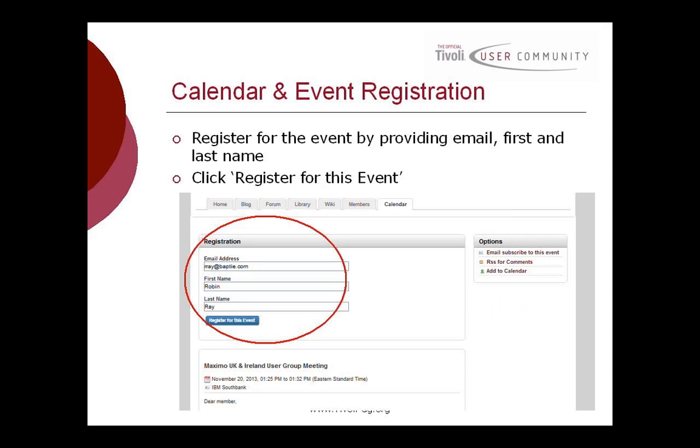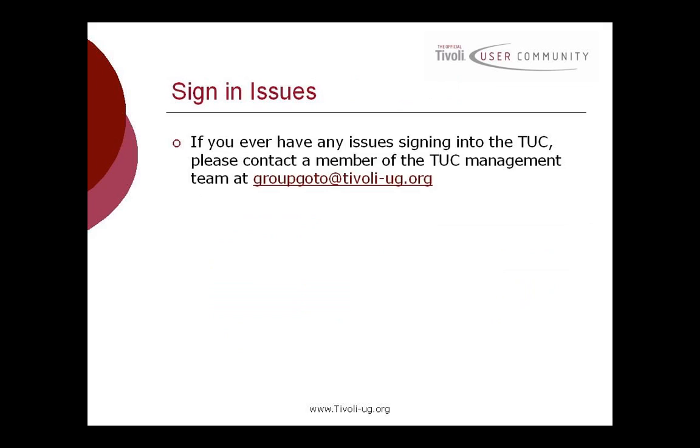So that's the last of the functionality I was going to talk about today. But if you ever have any issues signing into the user group, then you can use this email address, groupgoto@tivoli-uk.org, and they will sort out your login problems for you very quickly.